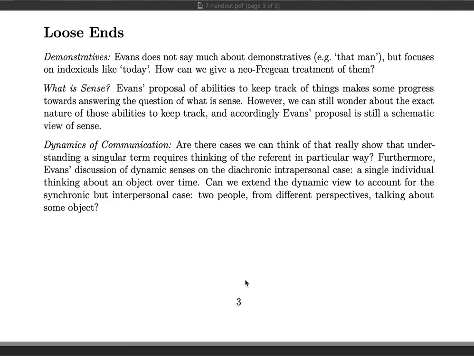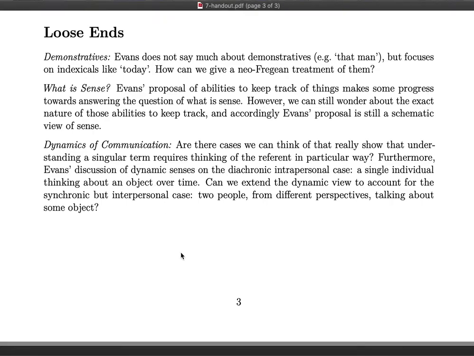And furthermore, Evans's discussion of dynamic senses focuses on what we can call the diachronic intrapersonal case. These are fancy words, and they just mean that what Evans focuses on with dynamic senses is the case of a single individual thinking about an object over time. So diachronic means over time, but it's within a single individual. So we think about a single individual keeping track of a day, for instance. And the fact that it's diachronic, that it's keeping track of something over time, is what makes it dynamic.